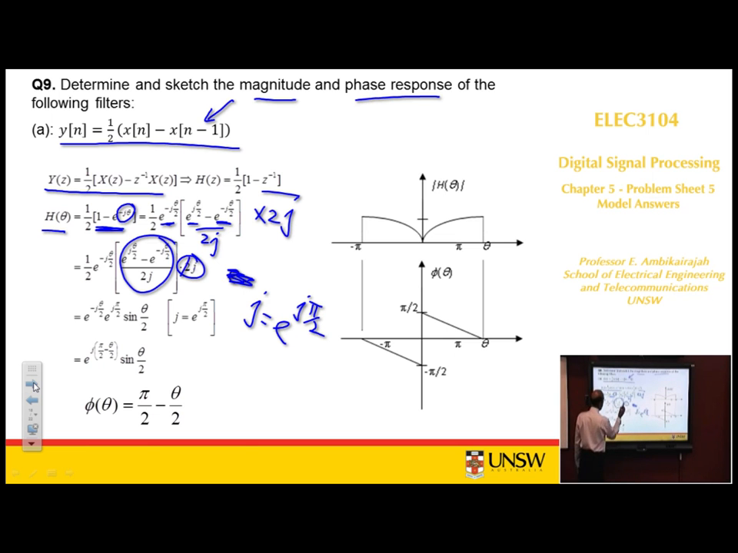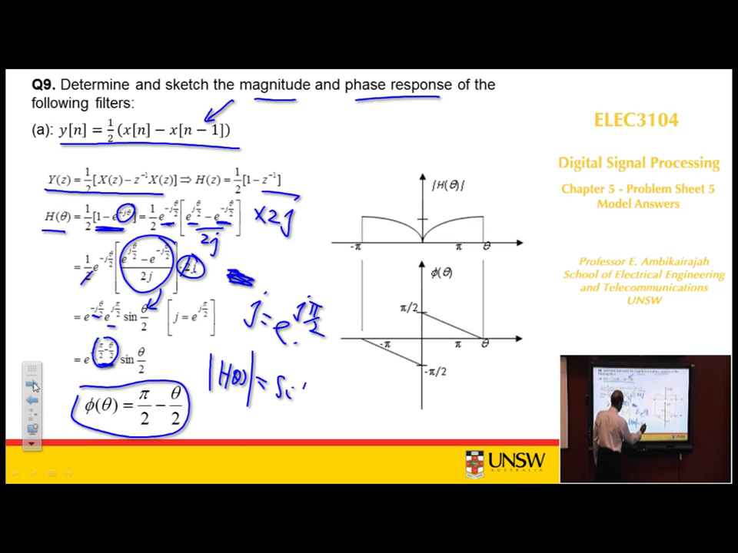So this 2 cancels with that 2. This will become sine theta over 2. And e to the minus j theta over 2 times j. j is e to the j pi over 2, so that's that. Now if you add them, that one is it. So your phase is going to be pi over 2 minus theta over 2. Your magnitude response is mod H(theta) equal to sine theta over 2, that's the modulus of that.